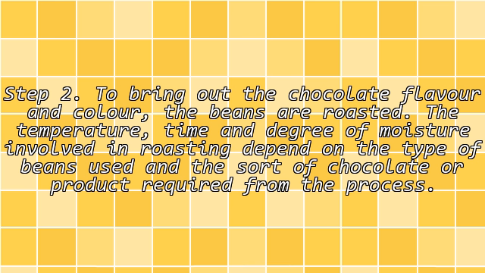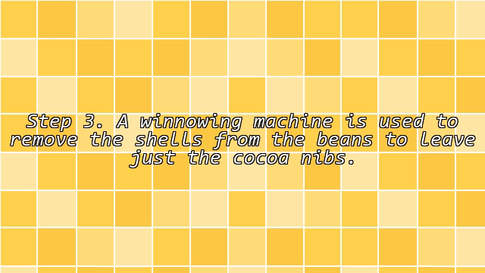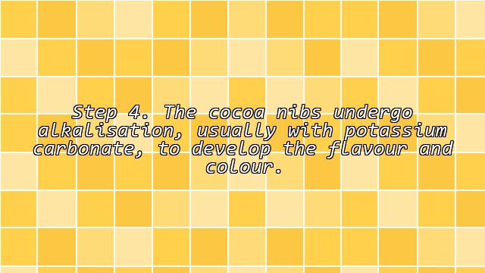Step 2. To bring out the chocolate flavor and color, the beans are roasted. The temperature, time and degree of moisture involved in roasting depend on the type of beans used and the sort of chocolate or product required from the process. Step 3. A winnowing machine is used to remove the shells from the beans to leave just the cocoa nibs. Step 4. The cocoa nibs undergo alkalization, usually with potassium carbonate, to develop the flavor and color.